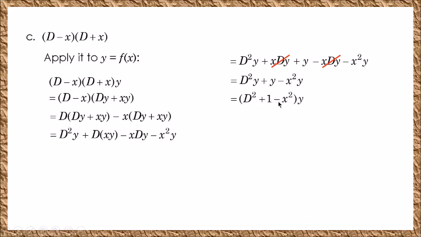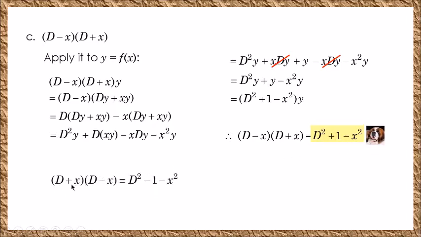So moving y to the right, D squared plus 1 minus x squared. So D squared plus 1 minus x squared applied to y. So hence, D minus x, D plus x in expanded form is D squared plus 1 minus x squared.